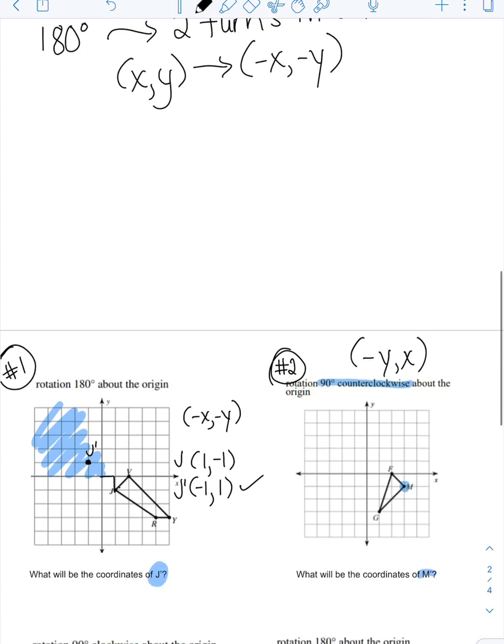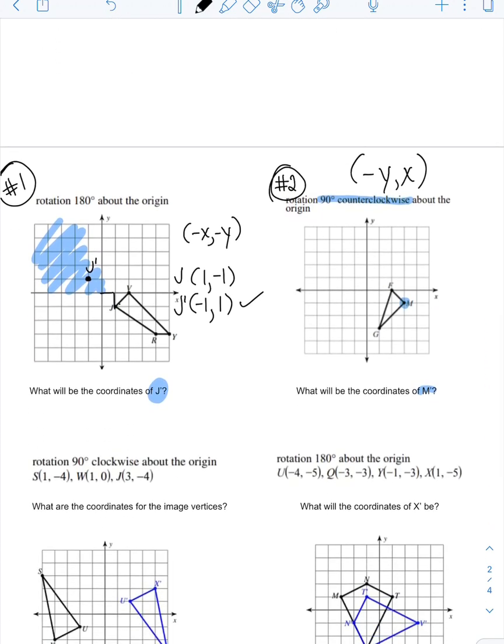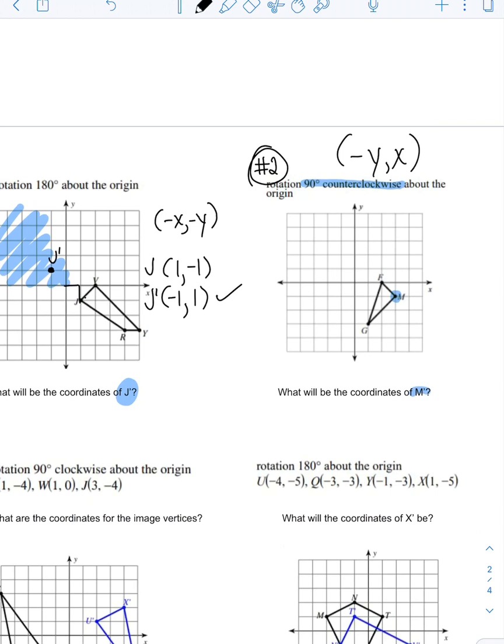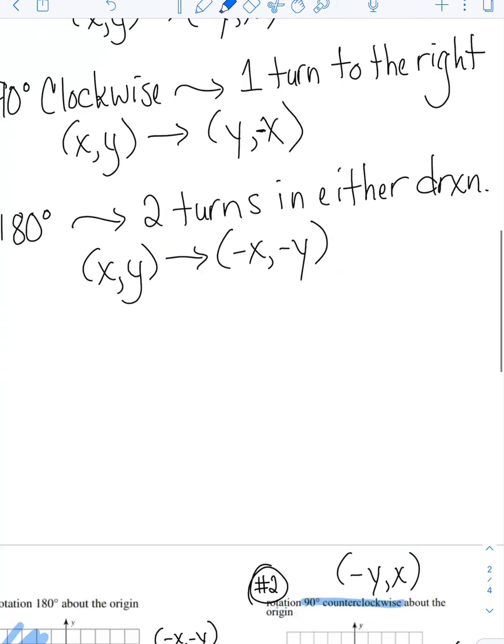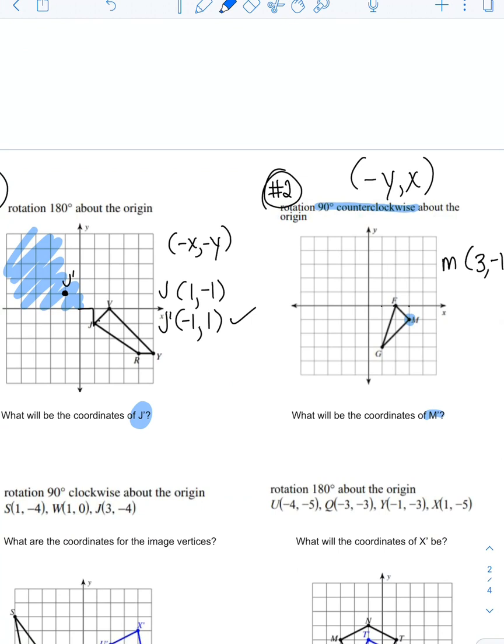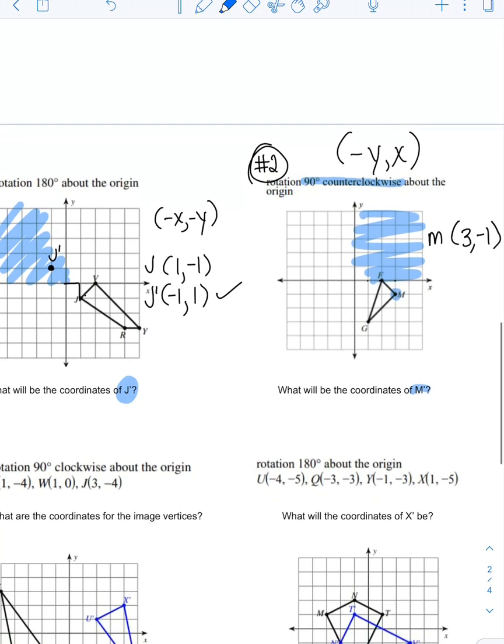Swap the X and Y and change the sign of the first number. So I've got to read my point first. So M is at 1, 2, 3, -1. And I want to think about what makes sense. 90 degrees counterclockwise, and again, I keep referring back to my notes, that's 1 turn to the left. So 1 turn to the left would mean that I go to this quadrant. That's 1 turn. Counterclockwise means to the left, like the opposite of the way a clock goes.